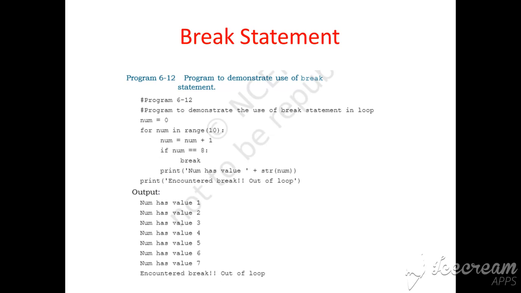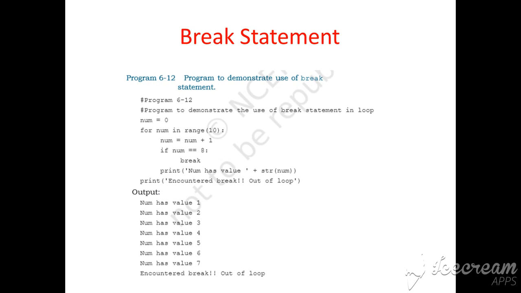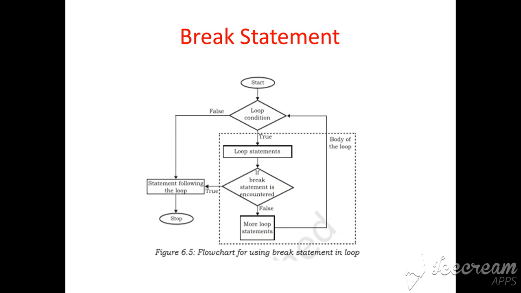The break statement alters the normal flow of execution, and it terminates the current loop and resumes the execution of the statement following that loop. Here, print "encountered break out of the loop" is outside the for loop. So when the break occurs, it automatically comes to that print line. So this is the use of the break statement.